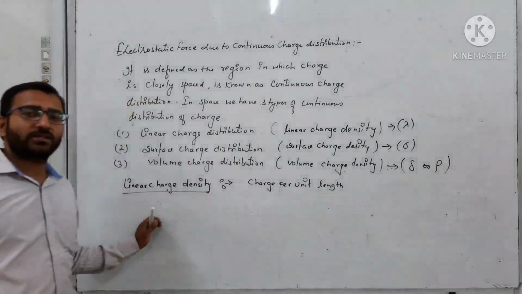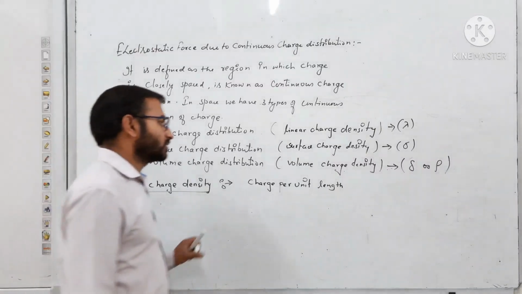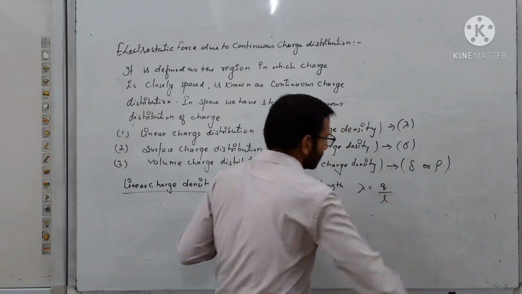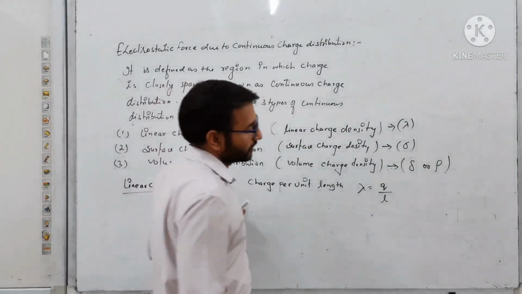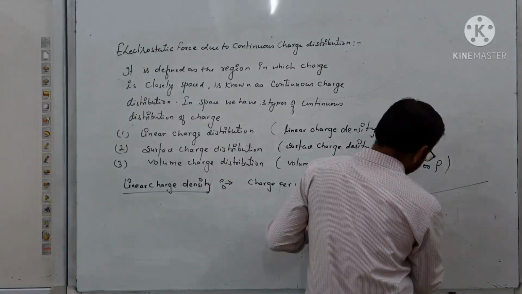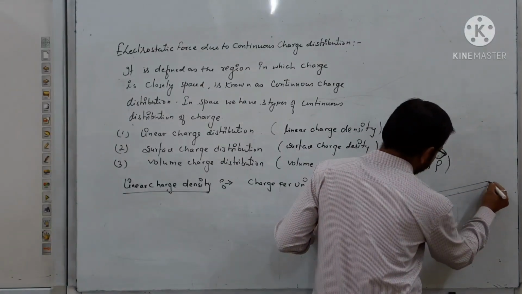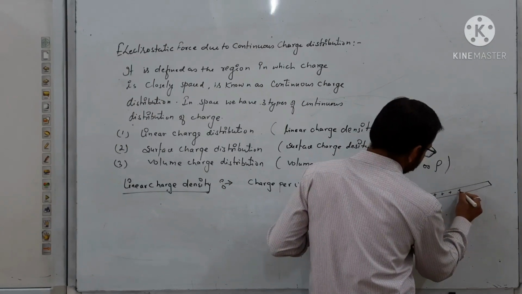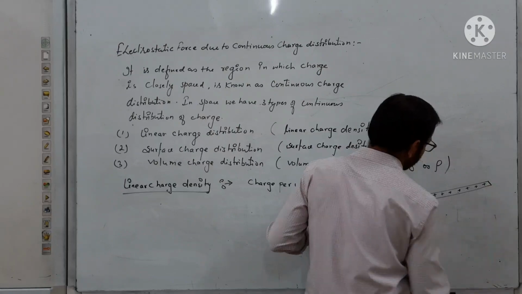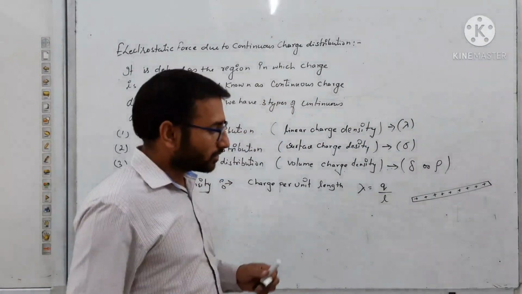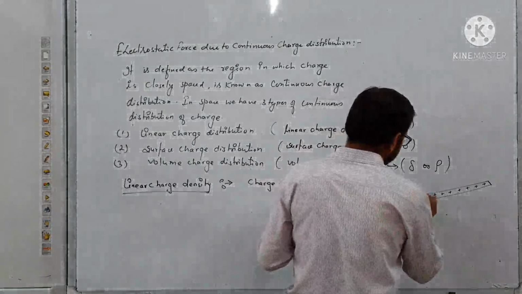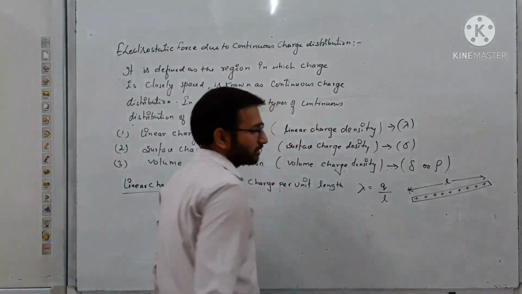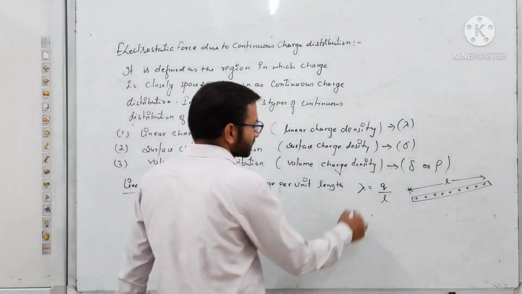Distribution of charge per unit length is called linear charge density, and it is denoted by lambda. Lambda is equal to Q upon L. Suppose we have a rod of length L, and the distribution of charge in it is such that it is closely spaced. Then the distribution of charge Q per unit length is called its linear charge density.